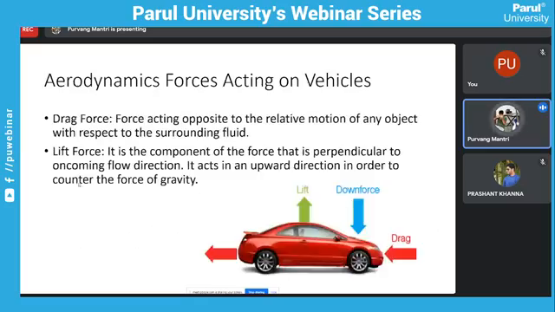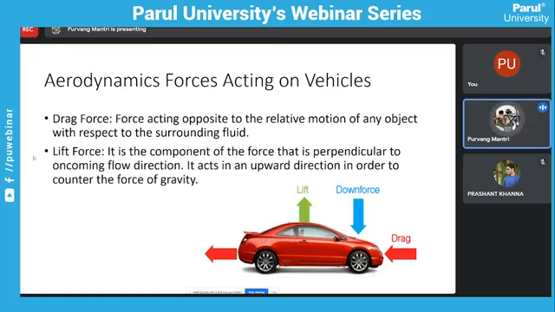So, what are the aerodynamic forces that are acting on the vehicle? Firstly, there is the drag force. Drag force is a force that acts opposite to the motion of the vehicle. Like if the vehicle is moving forward, then the drag force is going to act on it in the reverse direction. And the lift force is a perpendicular component of the same drag force, which acts in the upward direction, in order to counteract the force of gravity.